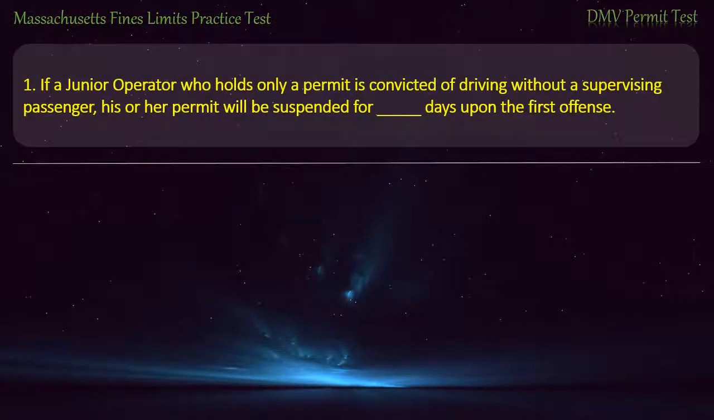Question 1. If a junior operator who holds only a permit is convicted of driving without a supervising passenger, his or her permit will be suspended for days upon the first offense. 90, 30, 60, 180. Answer: 60.